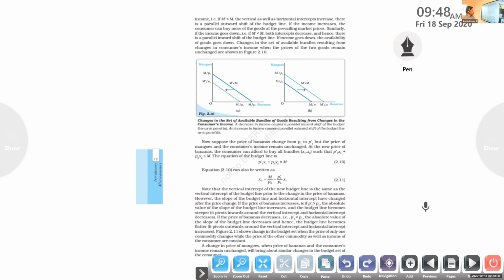In the same sense, if the price of the commodity increases, the budget line will come closer to the origin. In the next situation, if the price of the commodity is decreasing, the budget line will move away from the origin, because we are able to purchase more commodities. That is the simple logic behind that.